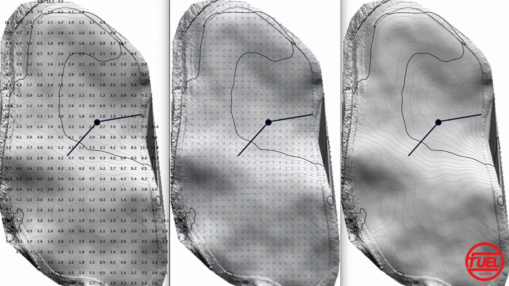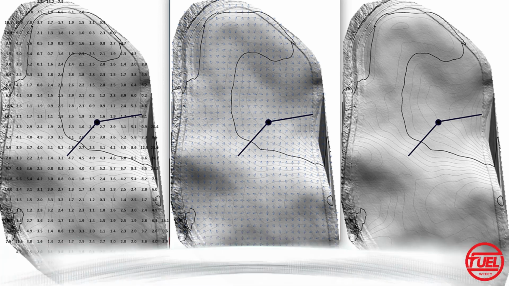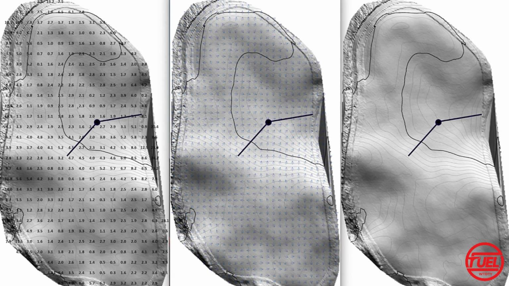As we jump back into our 2-dimensional scans, I just want to reiterate the idea that not every player has the same high percentage putt. Some players like it right to left, some like it left to right. Some like coming up the slope, some like coming down the slope. High percentage putt is defined by the player. We encourage you to start statistically tracking, making percentages from different angles, slope values, and distances.